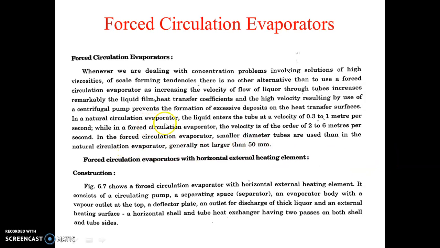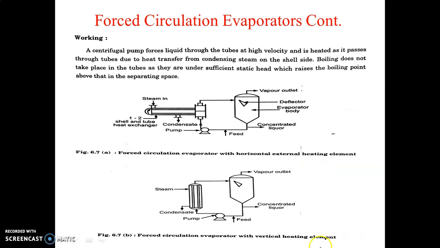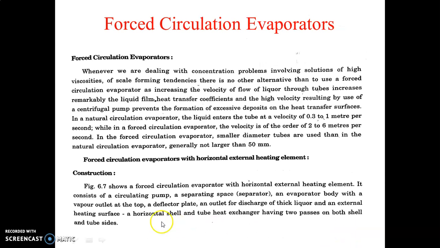Another difference is that the forced circulation evaporator has smaller diameter tubes than the natural circulation evaporator, generally not larger than 50 millimeters. There is an evaporator called the forced circulation evaporator with horizontal external element. These have two constructions: one with a horizontal external heating element and another with a vertical heating element. The heating element is the heat exchanger. If you put the heat exchanger horizontally, it is called a forced circulation evaporator with horizontal external heating element. When we put the heat exchanger in the vertical direction, it is called a forced circulation evaporator with vertical heating element.